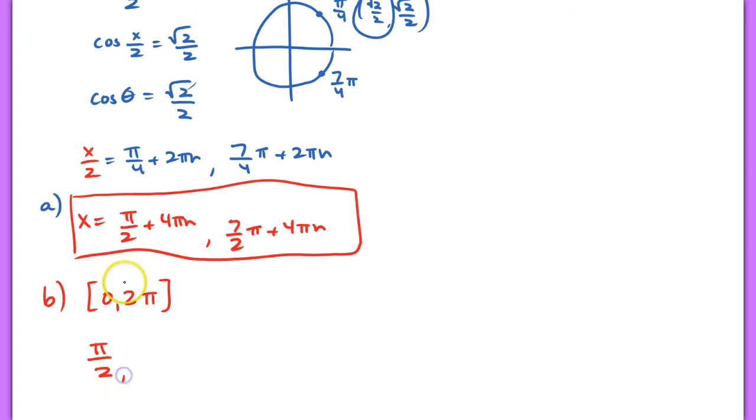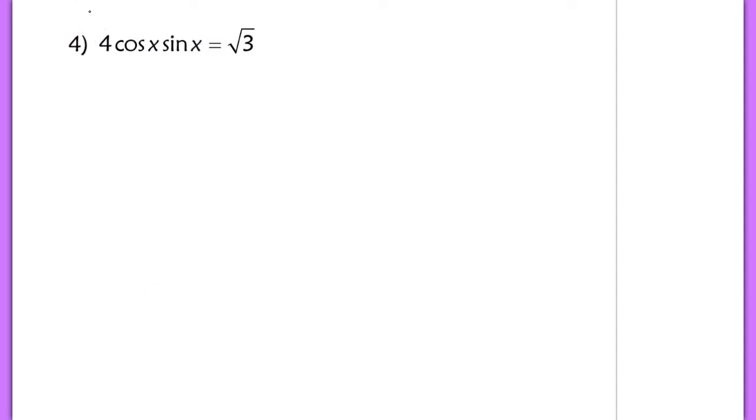So that's the only solution I can get here. Now 7/2 pi is already itself outside of that interval, so this is actually my only solution in the interval 0 to 2 pi.